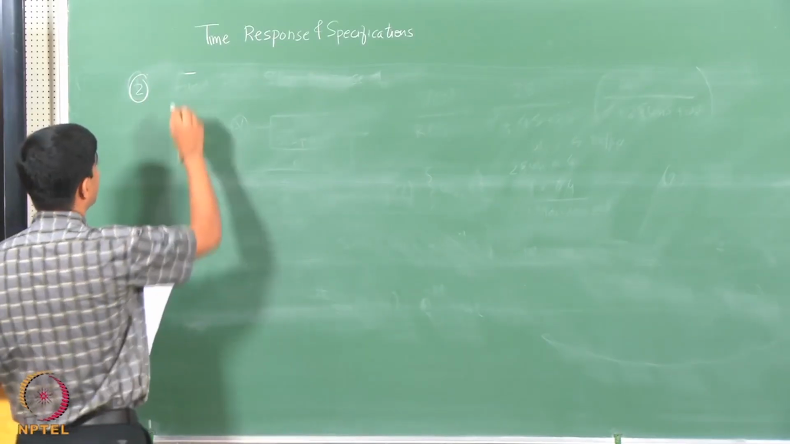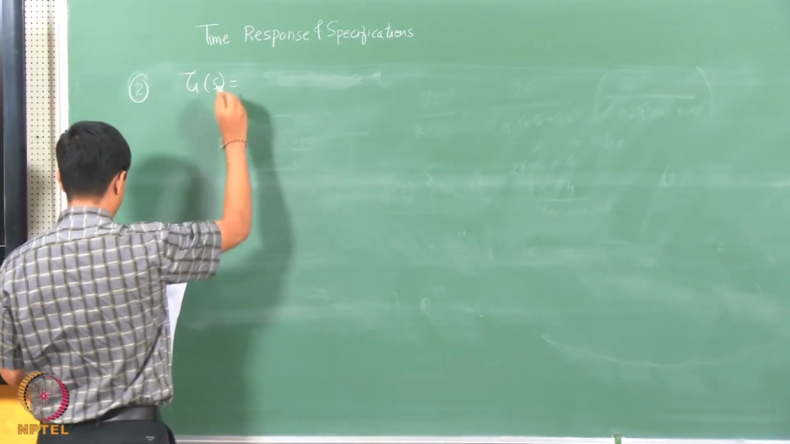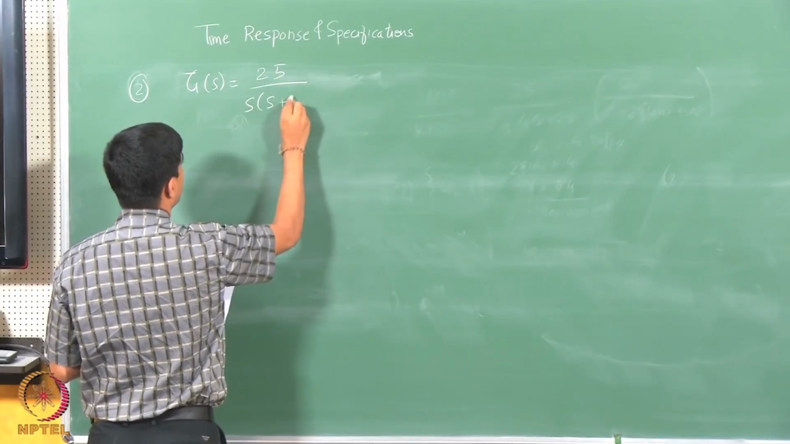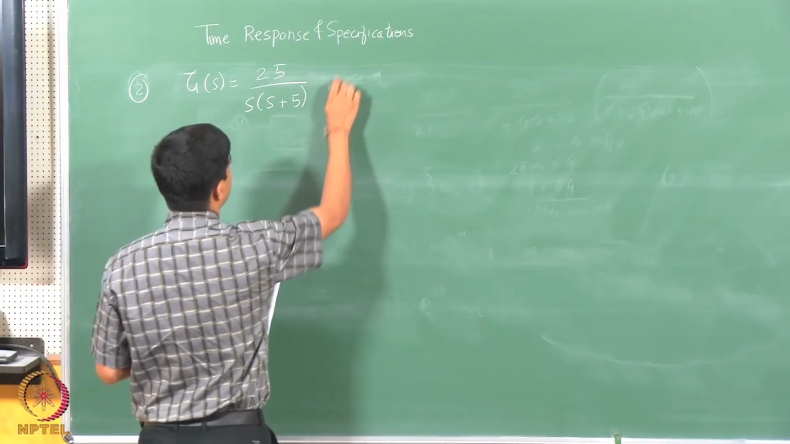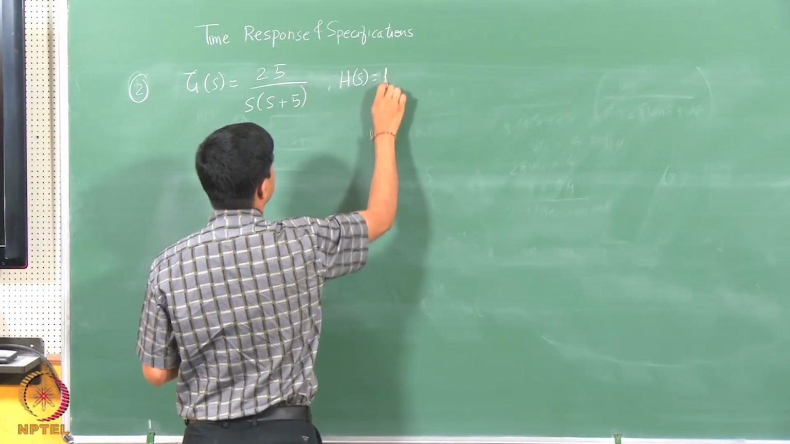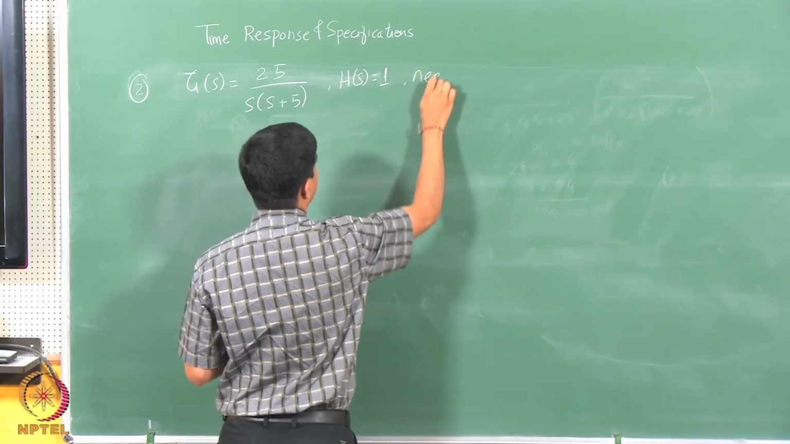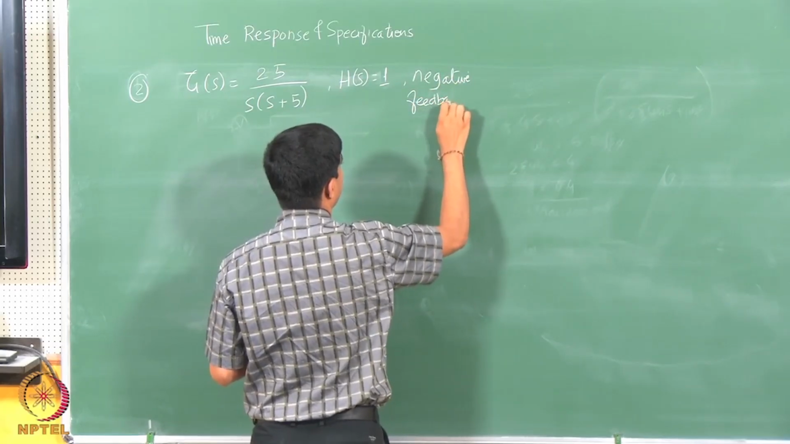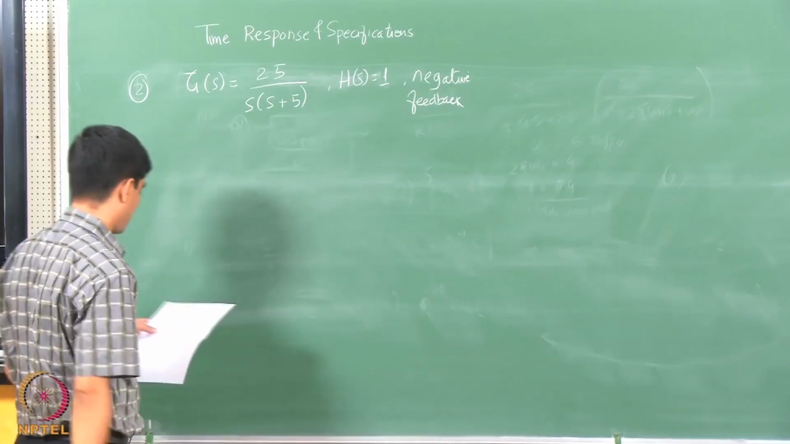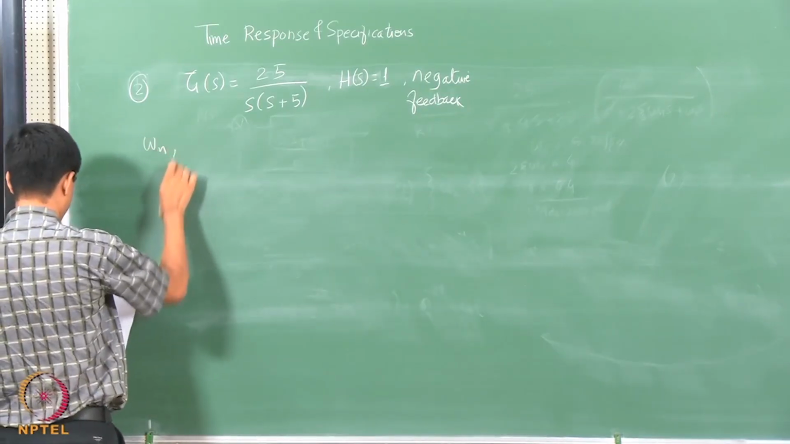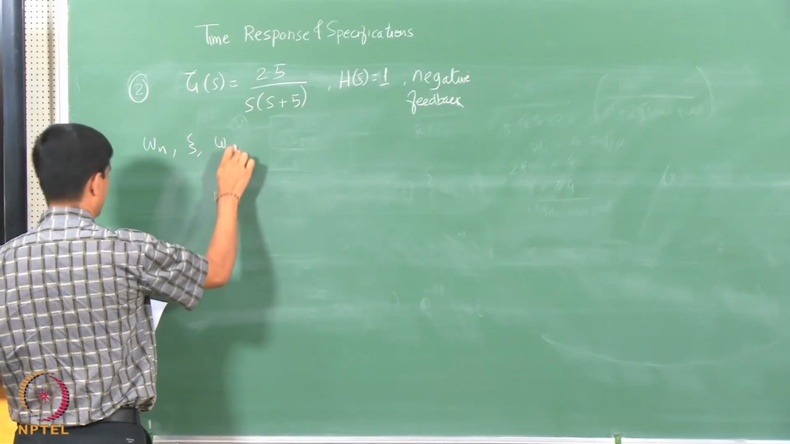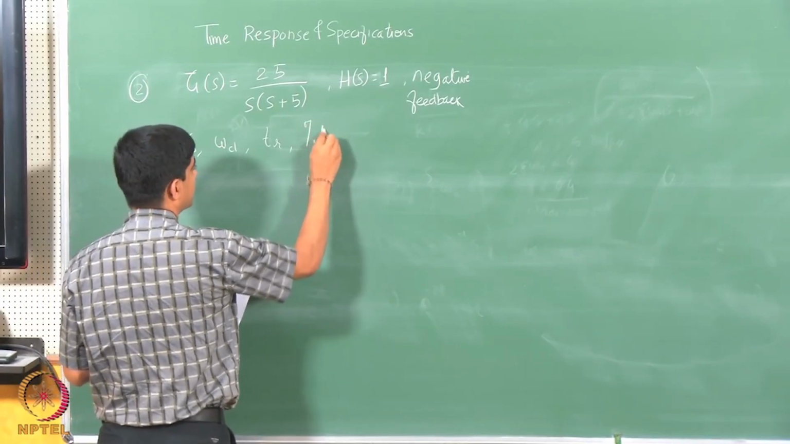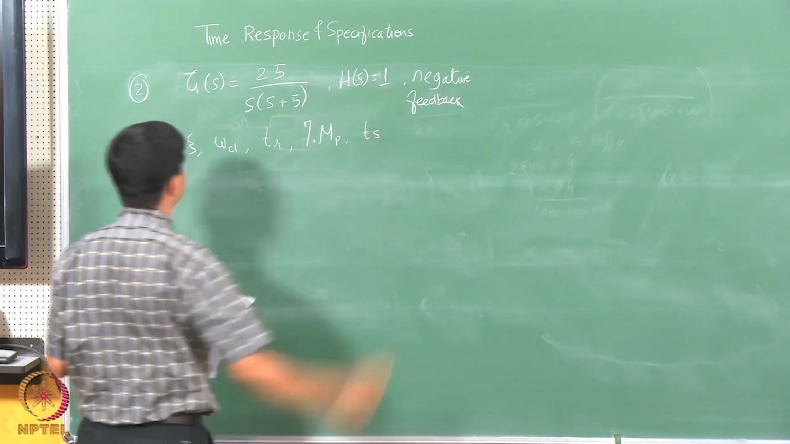Okay, so the next problem, I am given G(s) is 25 over s(s + 5), H(s) is 1, and I have a negative feedback. Now, here I have to find out omega n, zeta, omega d, rise time, percentage overshoot, and settling time.